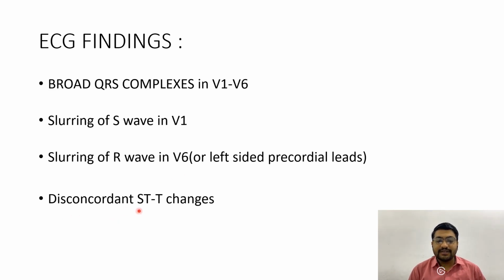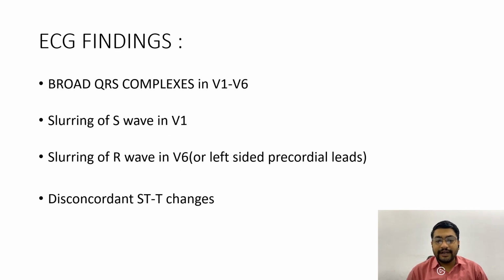Another point is discordant ST-T changes. So what do I mean by discordant ST-T changes? For example, I said the slurring of the S wave in V1. So the S wave is negatively deflected from the isoelectric line, right? So if in V1 I have a negative QRS complex, my ST segment would be elevated. The QRS complex is negatively deflected, but the ST segment is elevated.